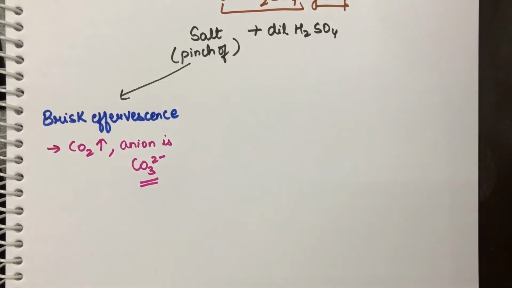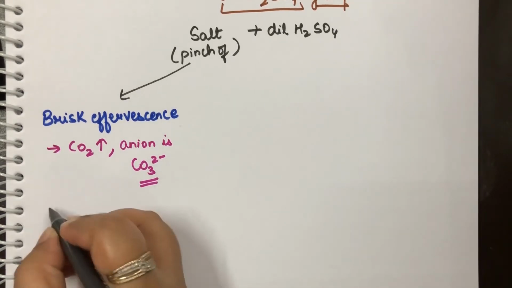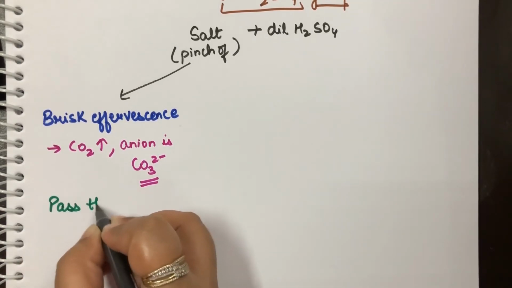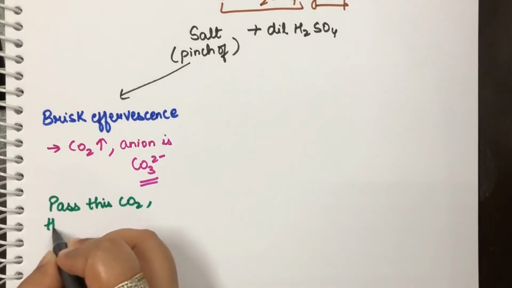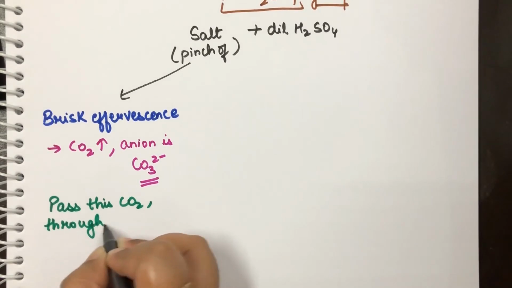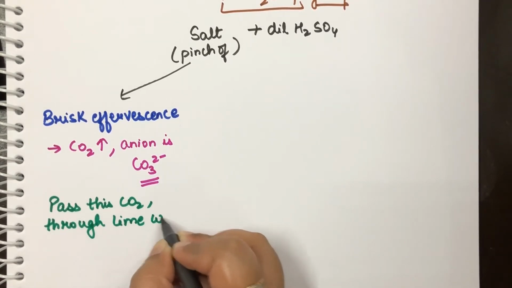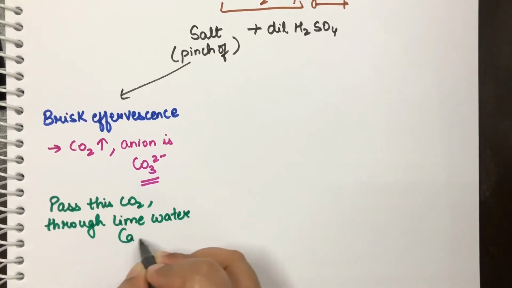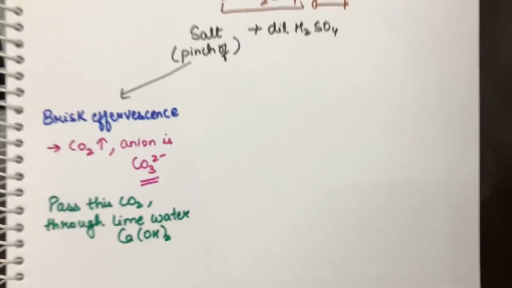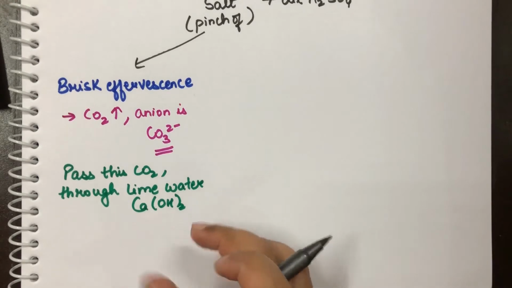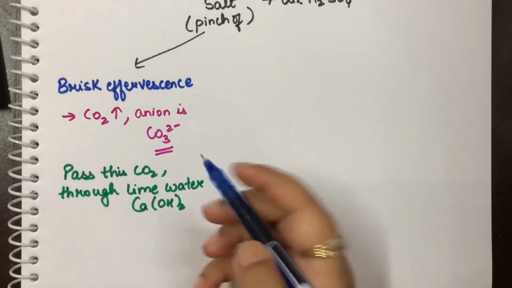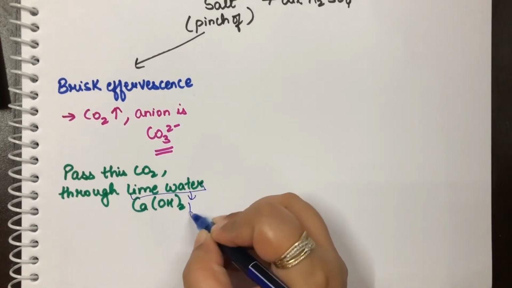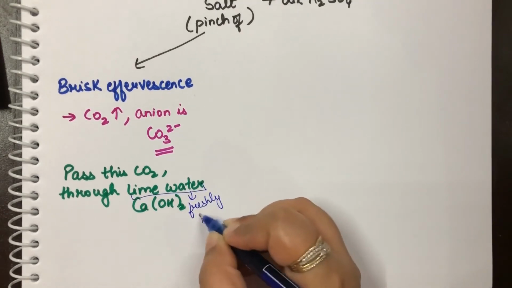Now what you have to do, you have to confirm if it is carbonate or not. So what we'll do is, we will pass this CO2 that is coming out from the test tube through lime water. Now what is lime water? We know lime water is calcium hydroxide. Here I want to emphasize one thing, and that is the lime water that we are talking about here should be freshly prepared.